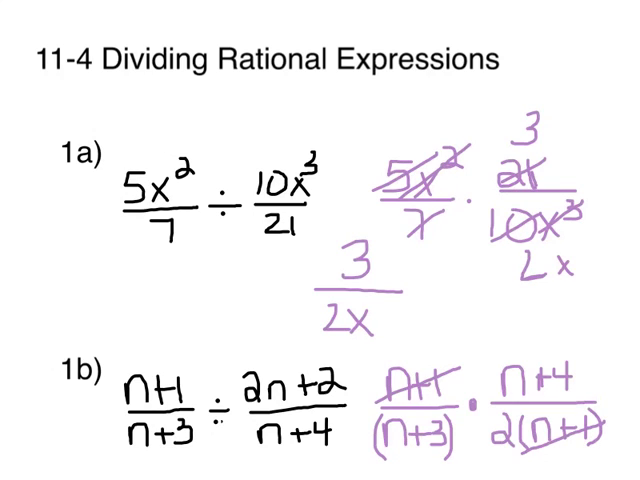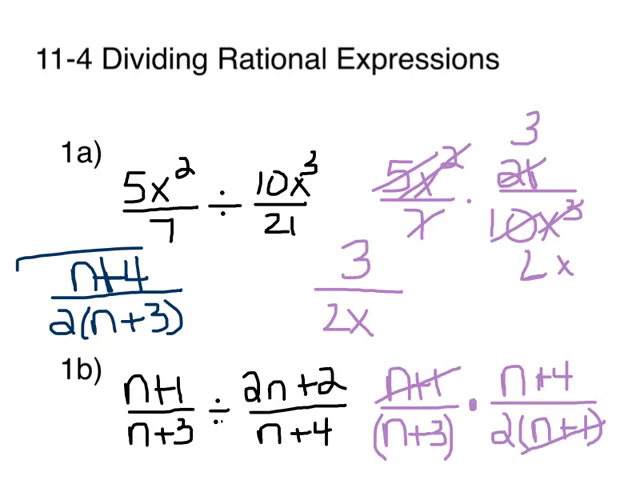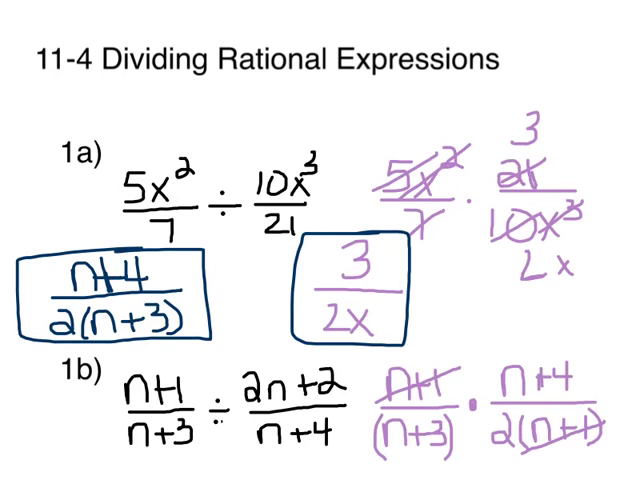And let me see if I can write this in another color right over here. We'll have n plus 4 as our final answer over 2 times n plus 3. That goes to problem 1a, and this goes to problem 1b.